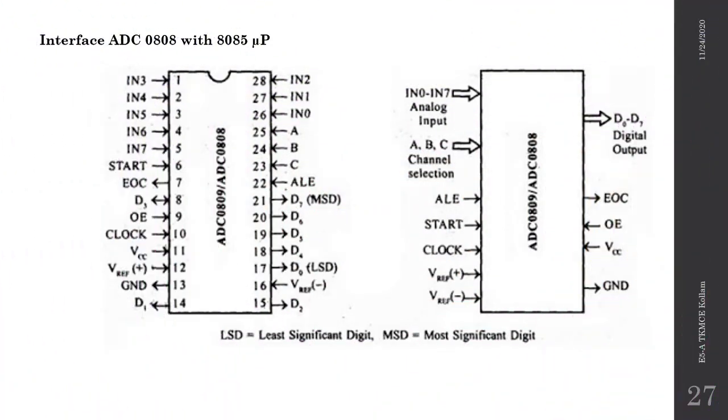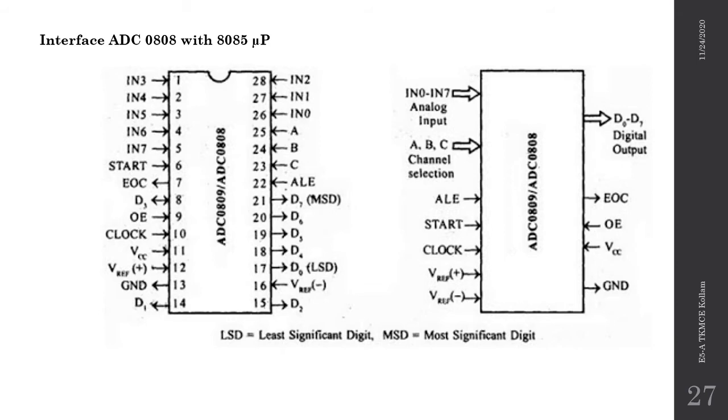In this video, let's see how to interface an analog to digital converter chip with the 8085 microprocessor. For that, let's consider a popular, commonly used ADC, namely ADC-0808 or 0809. An analog to digital converter, that is ADC, is an input device which converts an analog voltage to a digital value.